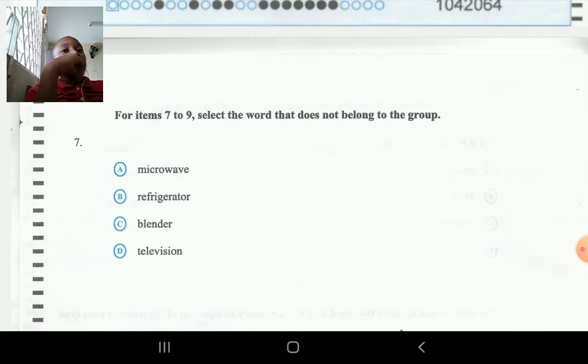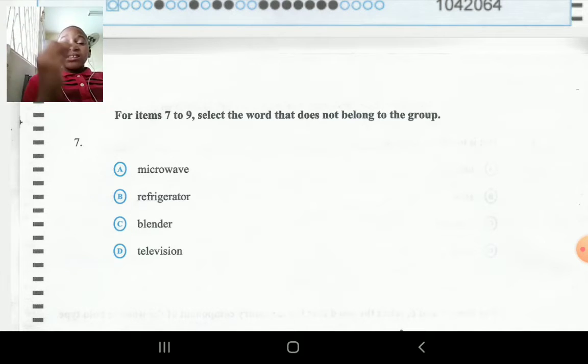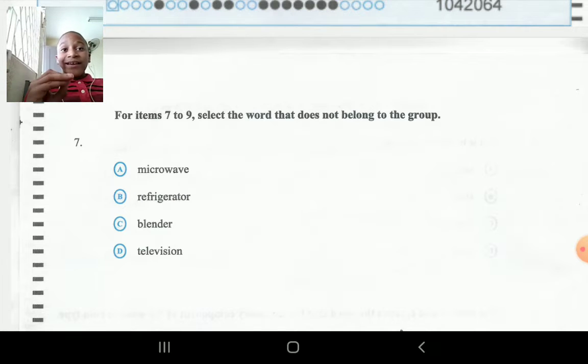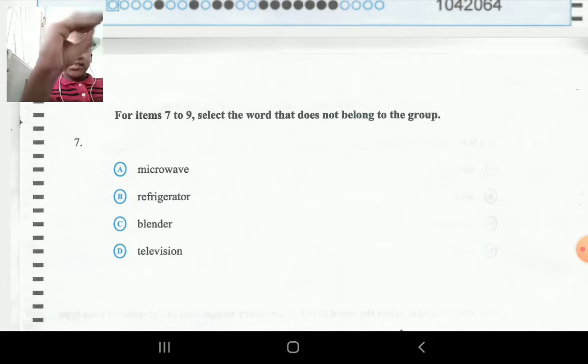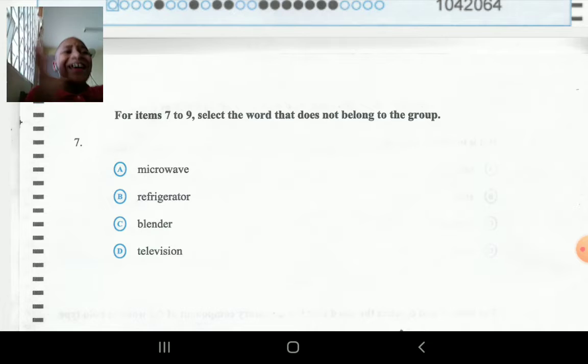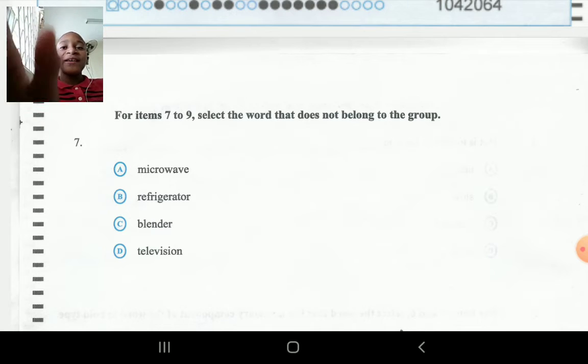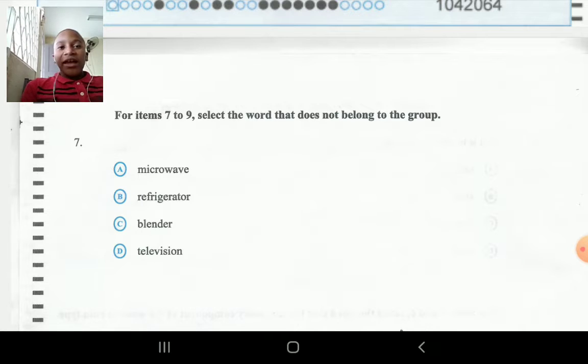That does not belong to the group. So, you have microwave, you have refrigerator, you have blender, and you have television. A microwave is inside the kitchen most of the time, so we're just estimating that it's inside the kitchen. Okay? And by the way, don't use anything else. Don't use any of your opinions in this. If there's information given, use the information given. Don't use any of your opinions or styles.